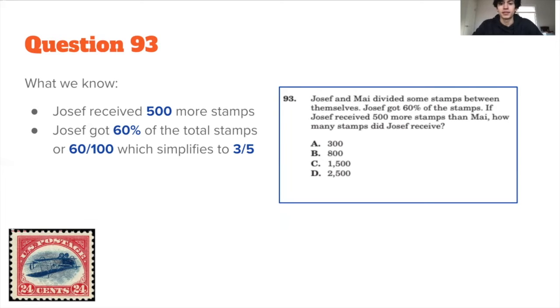There's a big pile of stamps that got split between two people. We know that Joseph got 500 more. We know that Joseph got 60% of the total. 60% is 60 over 100, which reduces to 3 over 5. Joseph has 500 more stamps than May does. If Joseph has 300, how could May have 500 fewer? That's not enough. It doesn't make sense.